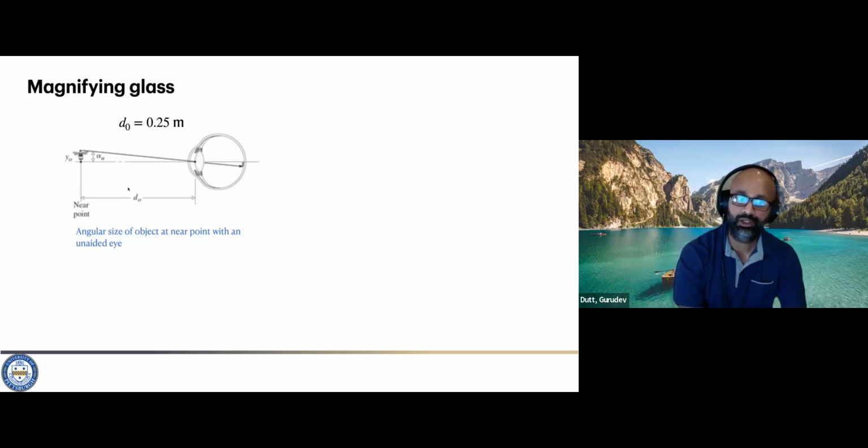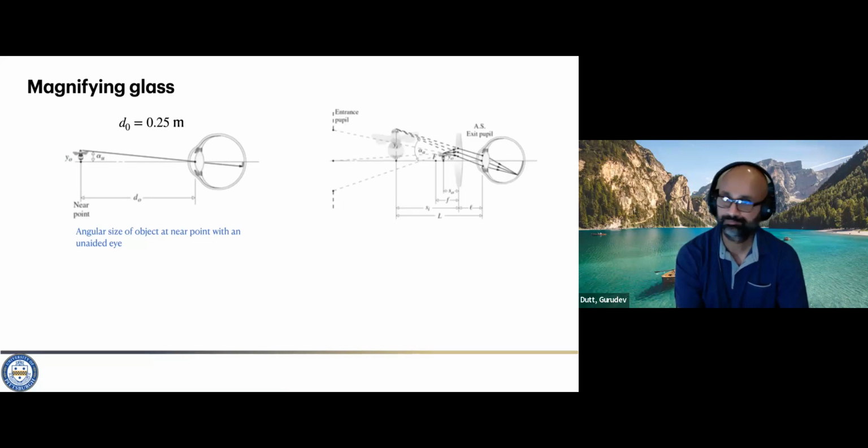At the near point, this is the angle. Remember, once you get closer than the near point, we can't focus on the object anyway, so we won't get a sharp image. We can't bring it much closer without losing the sharpness. And this near point, as I mentioned, we always take to be 0.25 meters for adults.